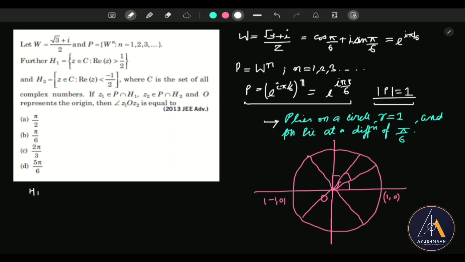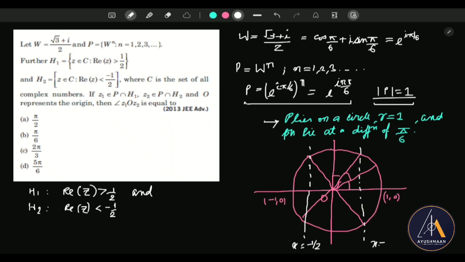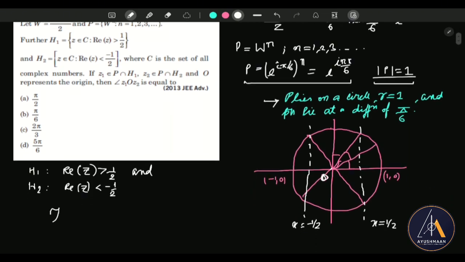What is H1? H1 is z belonging to complex numbers with real z greater than half, and H2 is real z less than minus half. So if we draw them on this circle, this is x = -1/2 and this is x = 1/2. So for z1, cos(nπ/6) that we got from P will be greater than half, so these points are possible: this point, and this point can be possible. Similarly, another one on this side can be possible. I am naming these points A, B and C. These can be the possible points for z1.